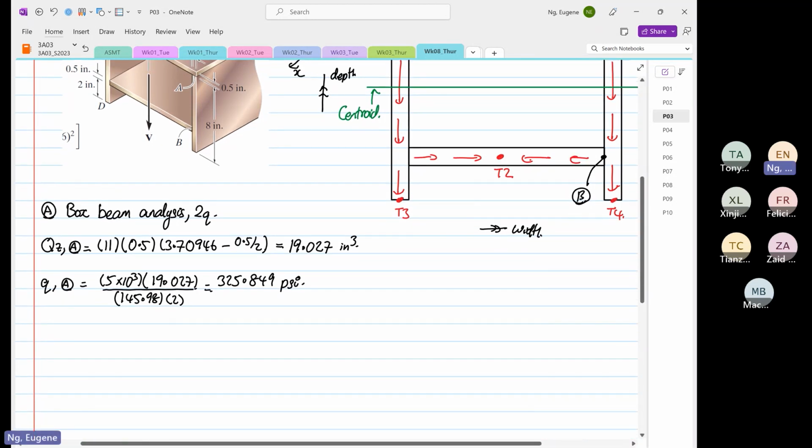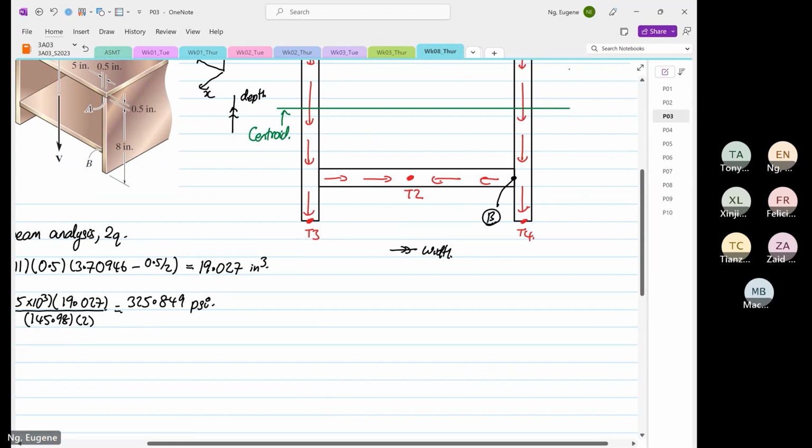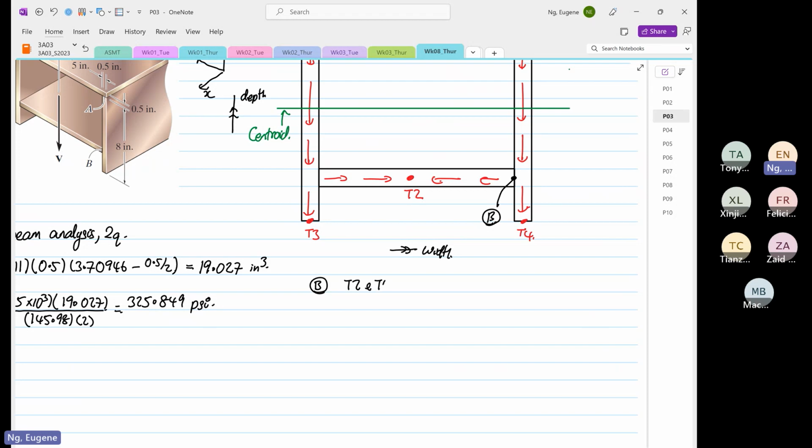So now we want to find point B. Okay, now find point B. Now which terminal to use? Okay, so point B, I'll write this side so you can see better. Right, point B. So the terminal can be 2 or 4. So there are two terminals, terminal 2 and terminal 4, that are close to point B.